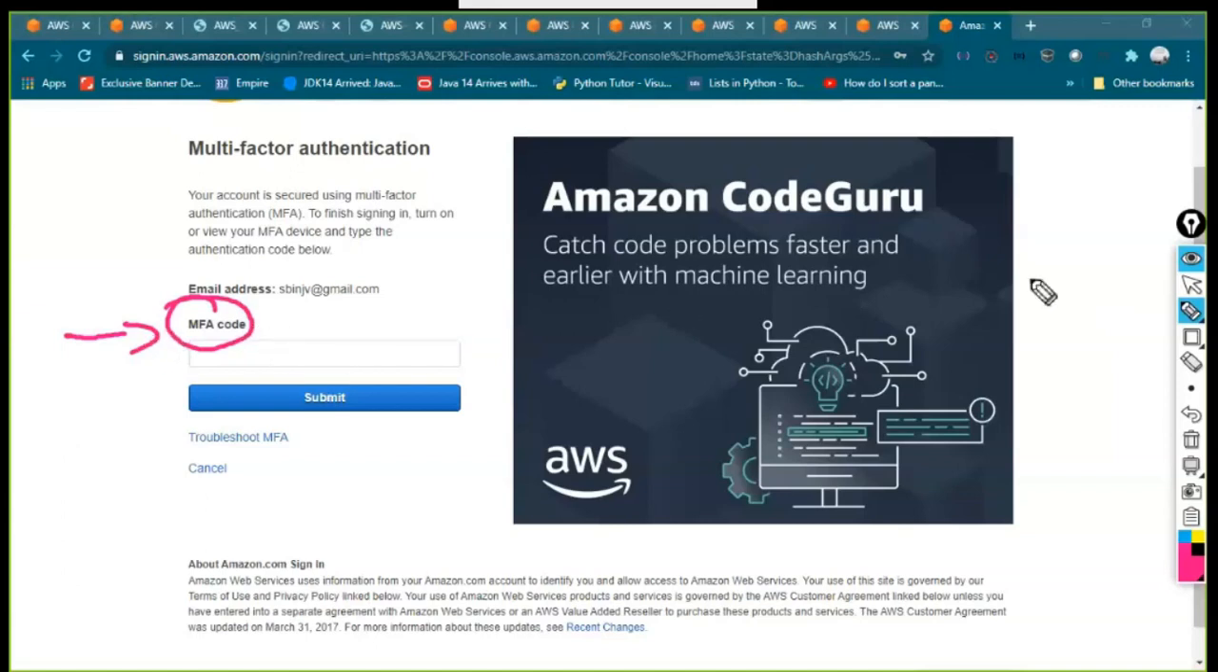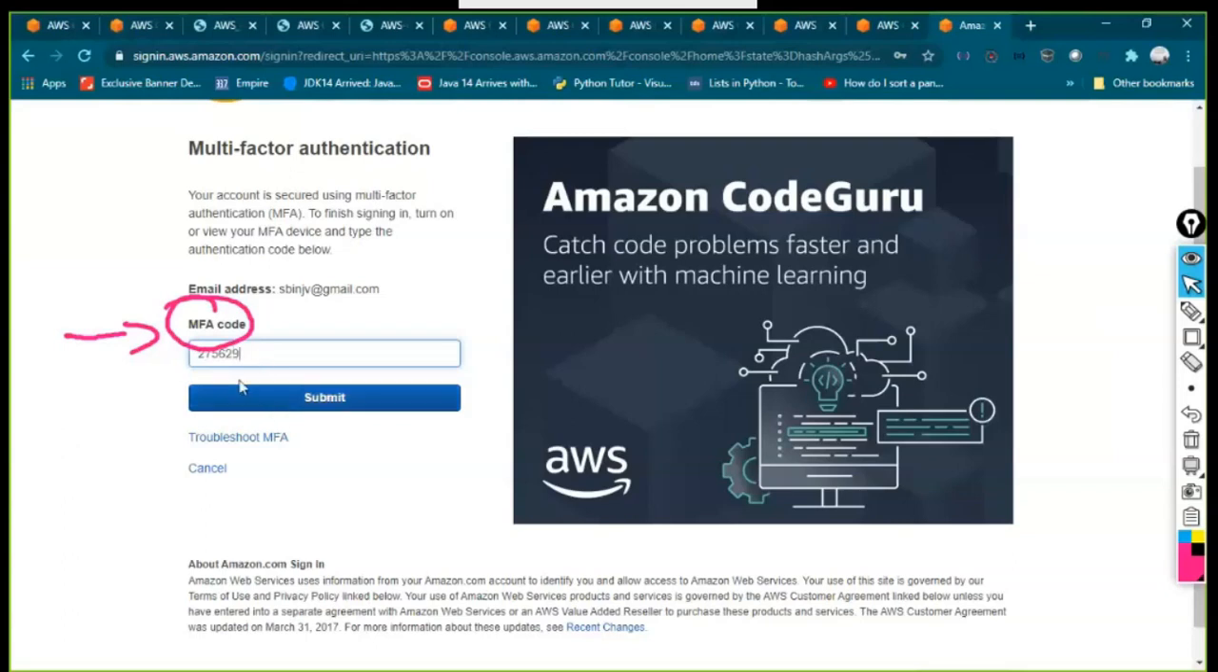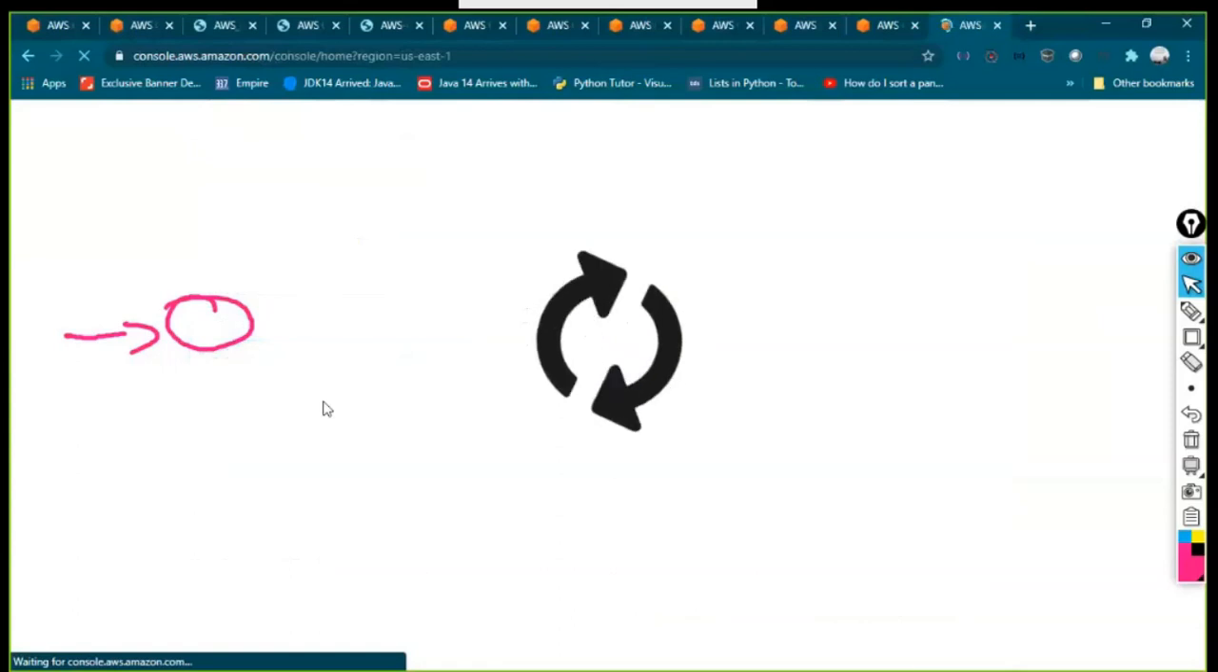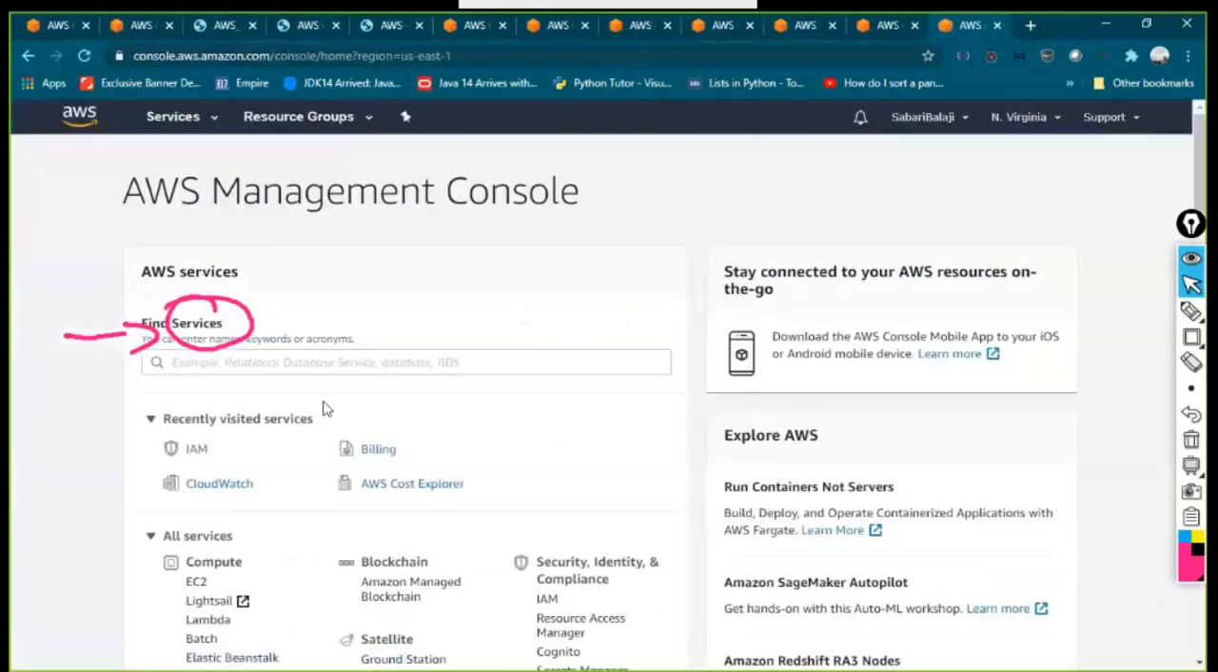Now I am receiving an OTP. Multi-factor authentication is nothing but the OTP, one-time password. I received the one-time password which I'm entering right now. I can see it on my mobile screen. This is the number that I've received, and I'm submitting it. It will be there for 30 seconds. The number will be there for 30 seconds in the authenticator.